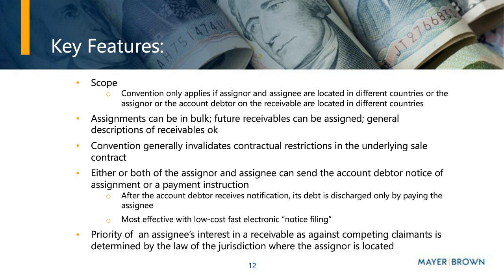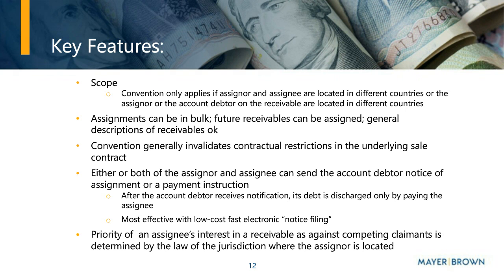General descriptions of receivables being assigned are effective so long as the receivables are described in a way to be identifiable to the contract of assignment. Likewise, future receivables could be assigned by a one-time current assignment between the parties, so long as they can be identified as the receivables to which such assignment relates.